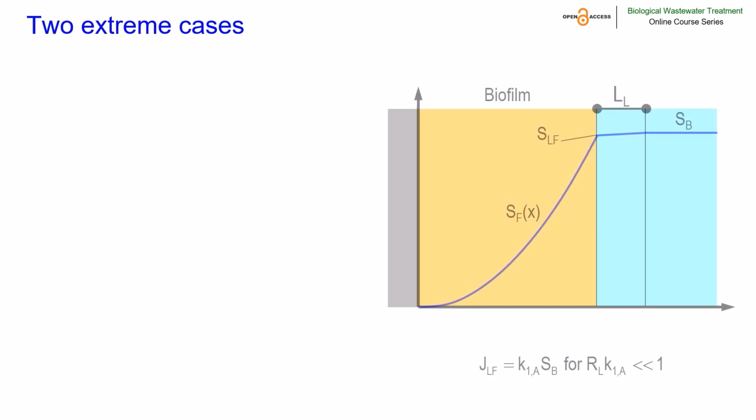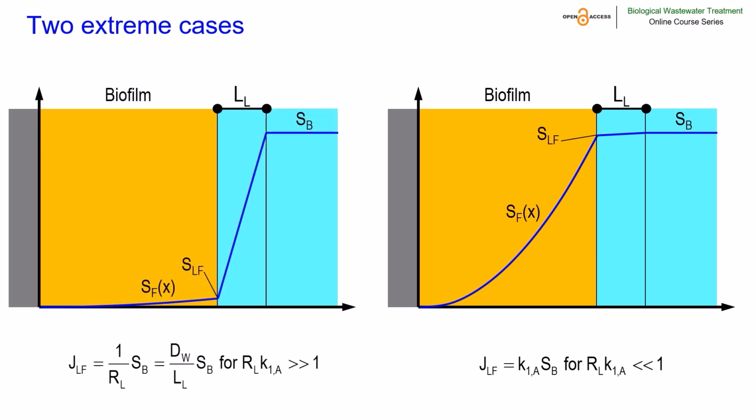The corresponding concentration profiles are shown here. On the right, we see the situation where the effect of external mass transfer resistance can be neglected. On the left, we see the situation where processes inside the biofilm are so fast that substrate concentration at the surface are close to zero and the overall rate is determined by external mass transfer resistance.